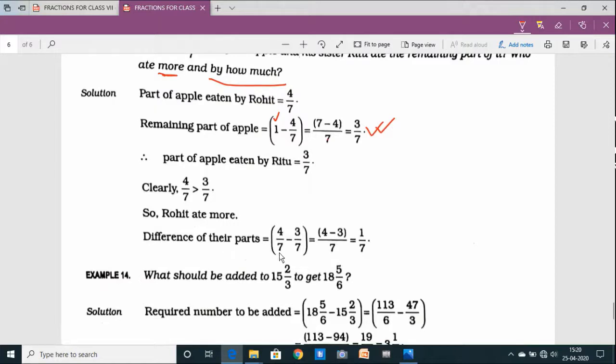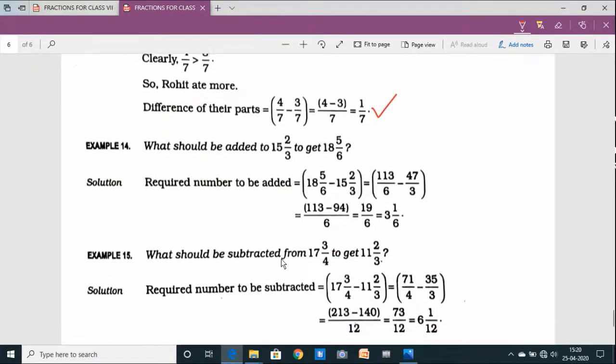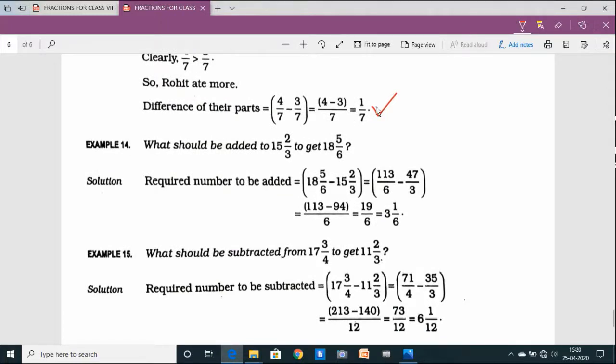The difference of their parts is 4 by 7 minus 3 by 7. The denominator is the same, so we have to subtract only the numerator. 4 minus 3 is equal to 1. So 1 by 7 is the answer. Hope you understand these questions.